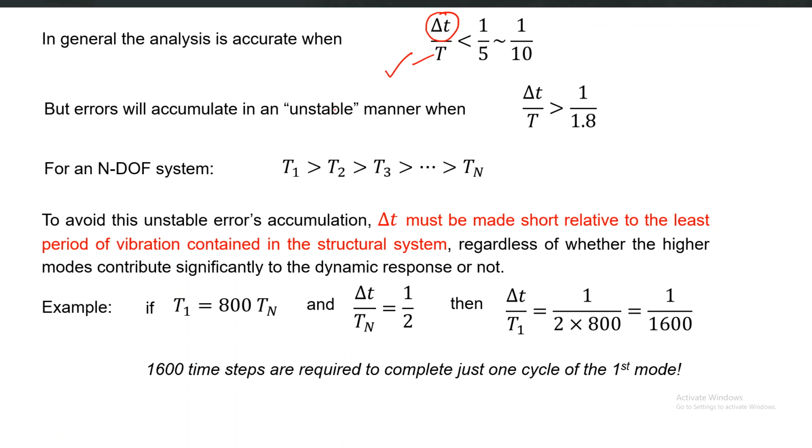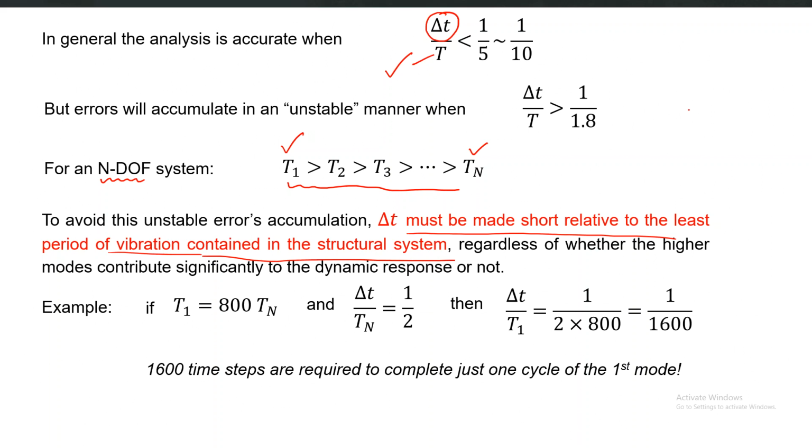Now, for multiple degree of freedom systems, if we have an n degree of freedom system, the structure will have n time periods. The first one will be the longest, and the nth one will be the shortest time period. Generally, the errors will start accumulating if delta T over capital T is in the range of 1 over 1.8 or more. So, to avoid this unstable error accumulation, delta T must be made short relative to the least period of vibration contained in the structural system.